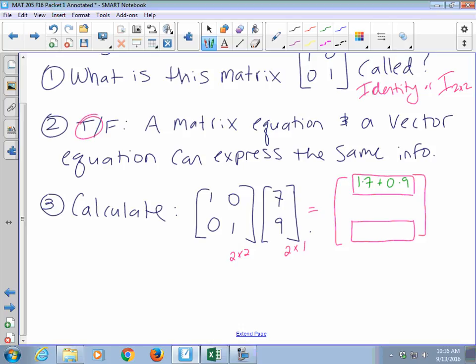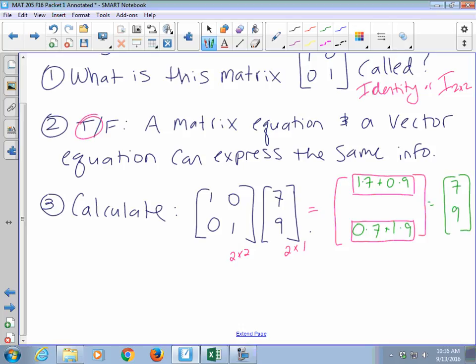I just multiplied 1, 0, the row, times the column 7, 9. That's another way to think of it. You're going to get the same answer. I'll do it both ways. All right, so then you take the 0, 1 dot product with 7, 9, and you get 0 times 7 plus 1 times 9. And my final resulting vector is going to be 7, 9.